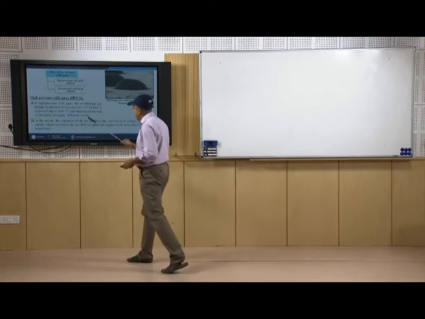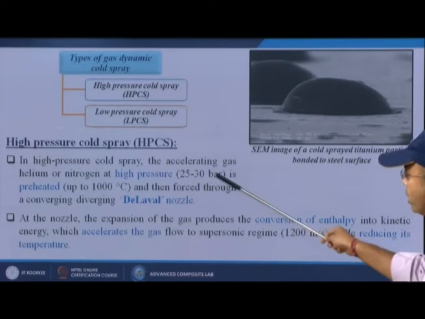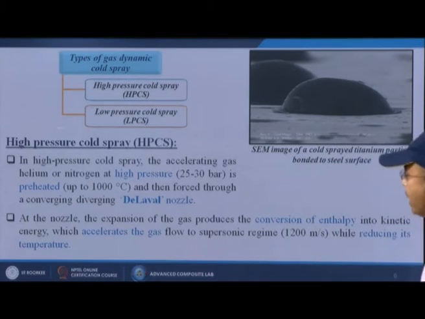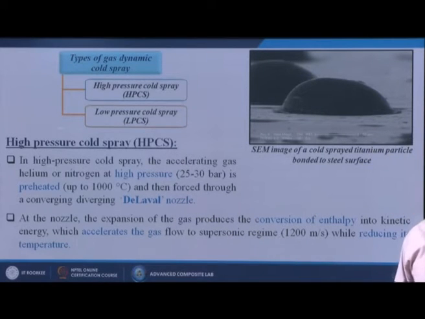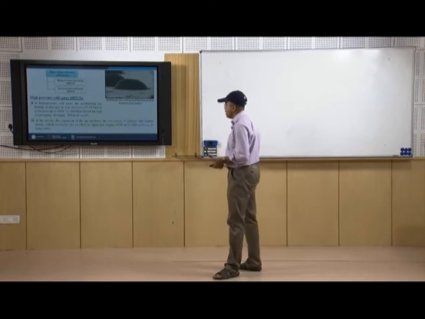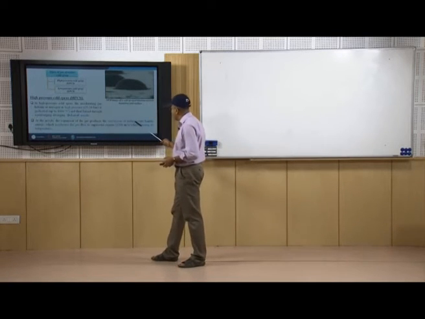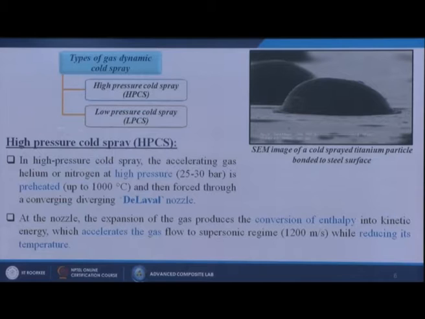So in that particular case, the accelerating gas, helium or nitrogen, at high pressure, generally 25 to 30 bar we are applying, is preheated up to 1000 degree centigrade and then forced through a converging-diverging De Laval nozzle. So that nozzle has a particular name. The name of that particular nozzle is the De Laval nozzle. At the nozzle, the expansion of the gas produces the conversion of enthalpy into kinetic energy, which accelerates the gas flow to the supersonic regime, 1200 meters per second, while reducing its temperature.